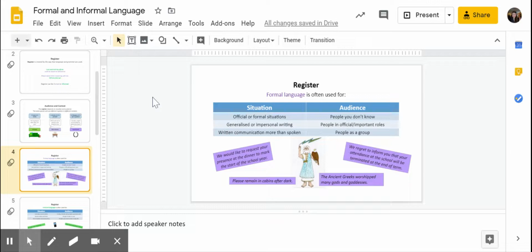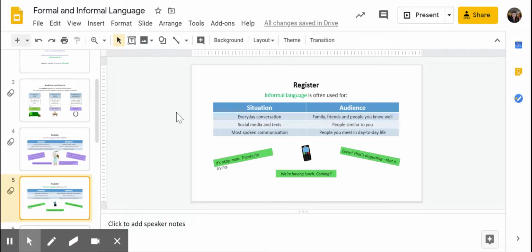So, the appropriate register we should use is very dependent on the situation we're in and the audience we're communicating with. We will most often have a more formal register when we write. Also, if you're in a formal situation, if you're addressing a group of people you don't know or you're writing to someone important, that's another situation where you might use a more formal register. Again, pause and read through the slide.